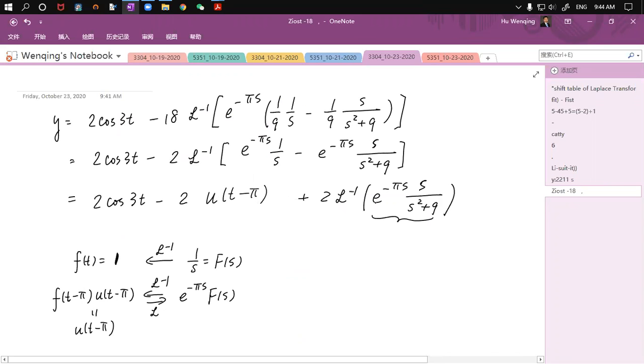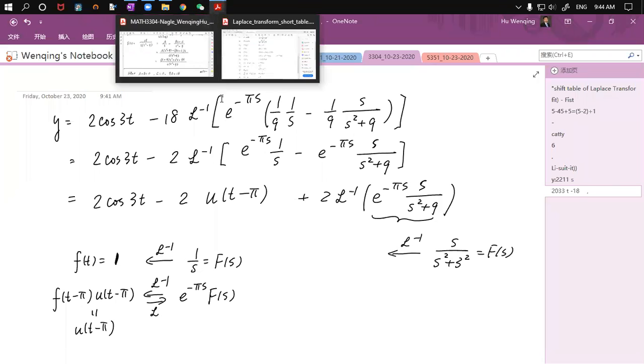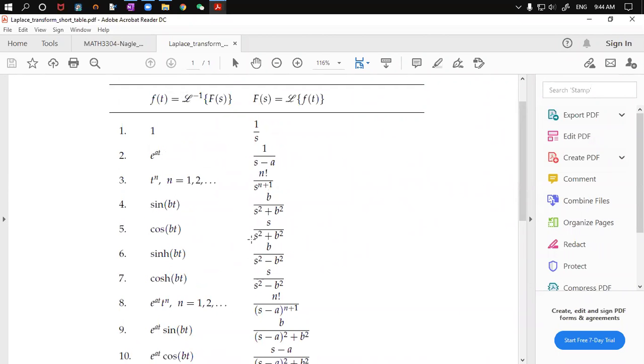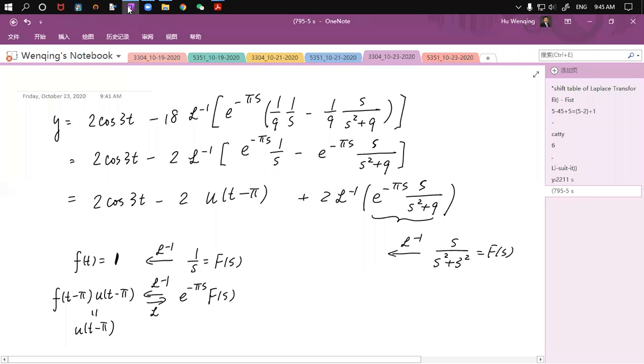What about this one? Well, this one is similar. We set s over s squared plus 3 squared to be our F of s. We have experience dealing with this function. This is nothing but line 5, where you transform back to cosine 3t. So that means we set f of t equal to cosine of 3t.